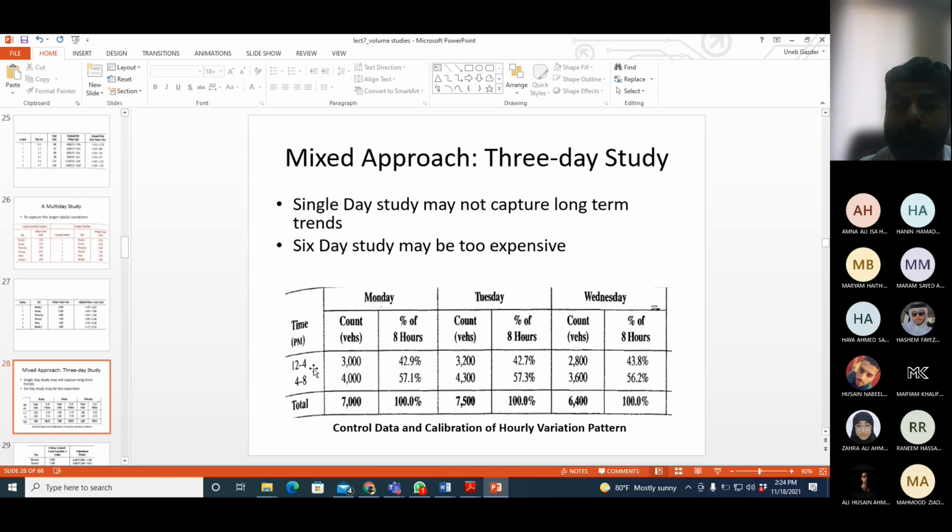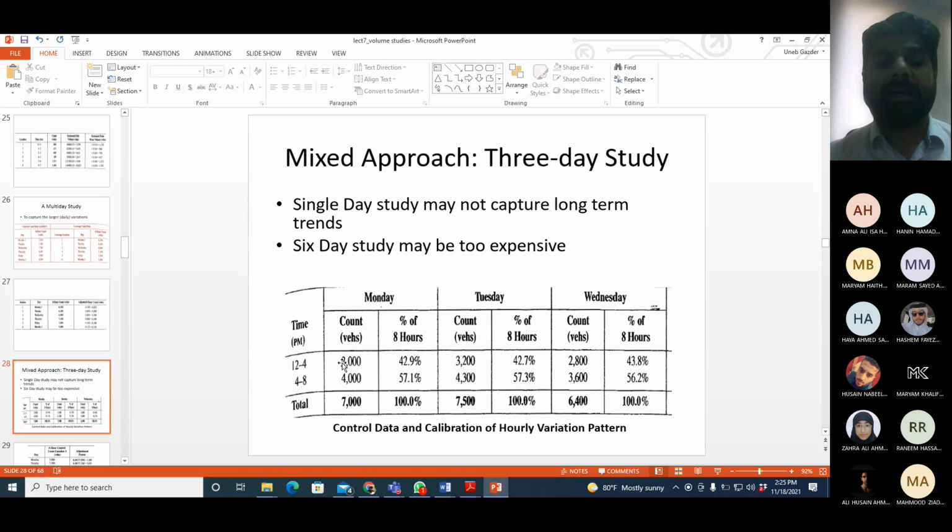So this 12 to 4 and this 4 to 8 is on the same location. I could have given you just one number, 7,000. Why did I divide it into 2 numbers? Because the data is taken for 4 hours on each coverage location. So this is what I meant by exact matching of the counting period between control and coverage count locations.